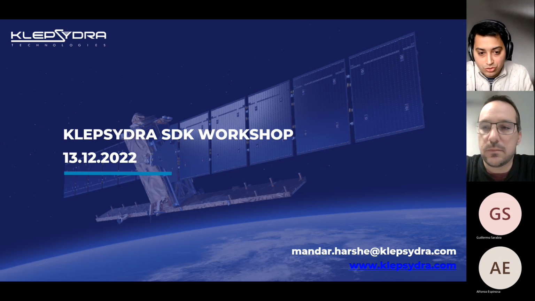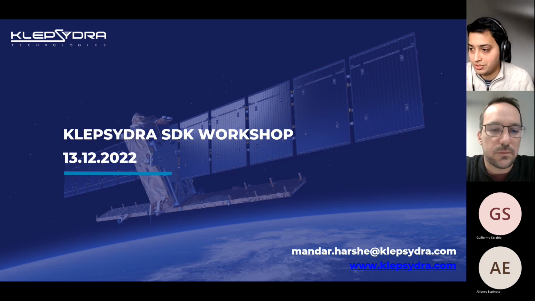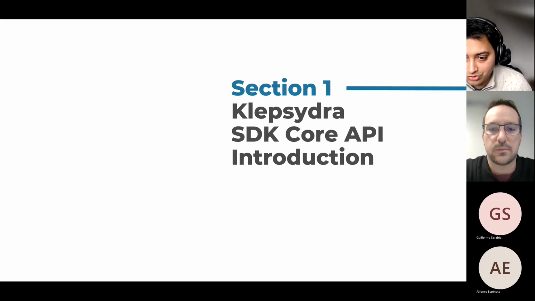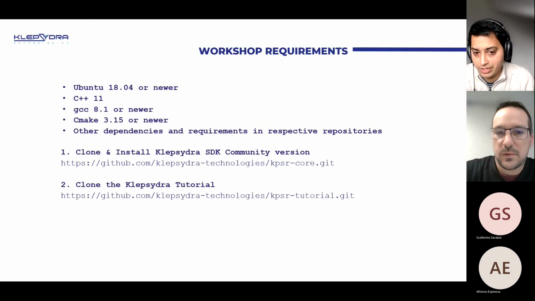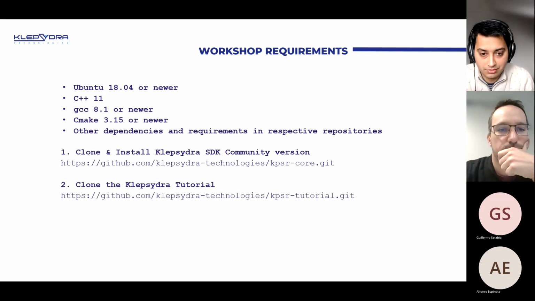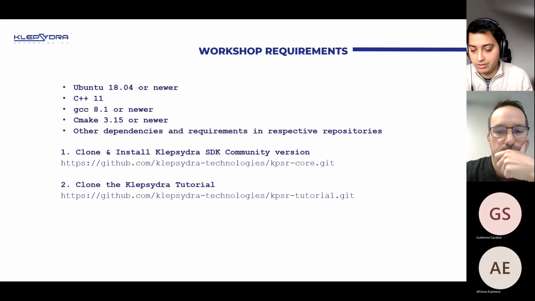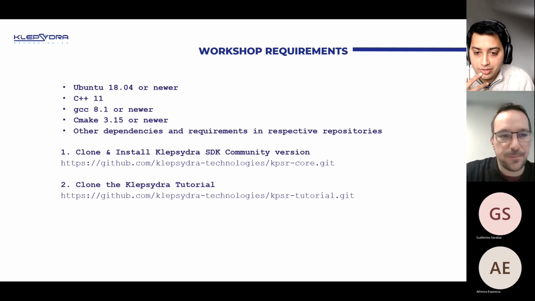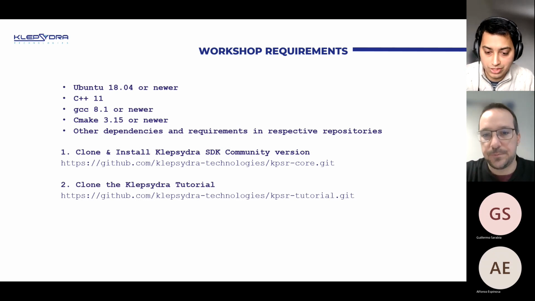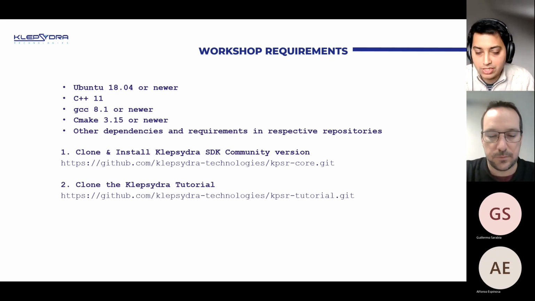There is no formal structure to this workshop at the moment. So I'll introduce with the core API. What you need, as we've said before, is Ubuntu 18 or newer, GCC 11, 14 also works. I mean, GCC 14, C++ 14. And for this workshop, I assume that you've already cloned Klepsydra SDK and you have cloned the tutorial. So that's how we'll start.